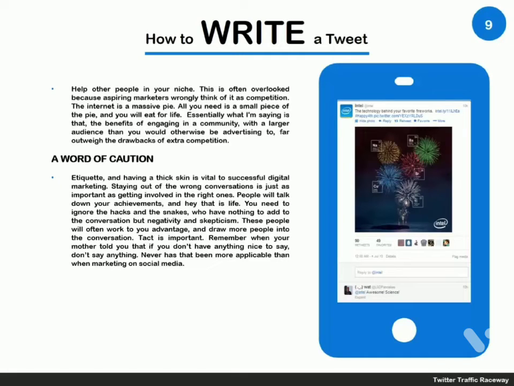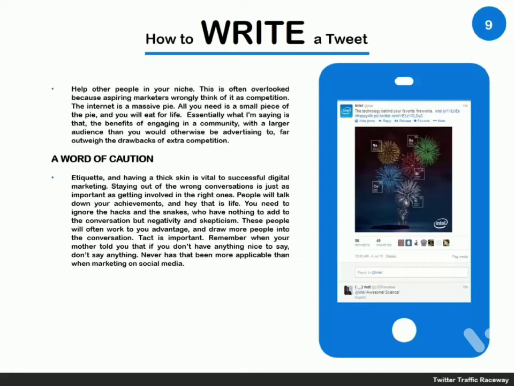Staying out of the wrong conversations is just as important as getting involved in the right ones. People will talk down your achievements and hey, that's life. You need to ignore the hacks and the snakes who have nothing to add to the conversation but negativity and skepticism. These people will often work to your advantage and draw more people into the conversation.